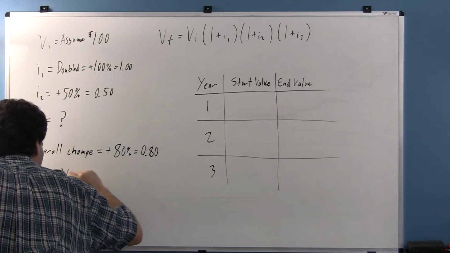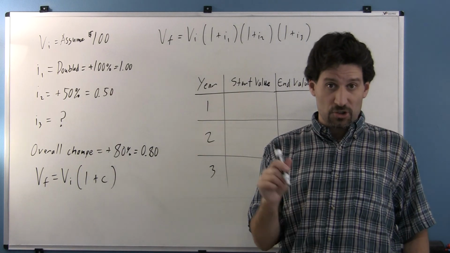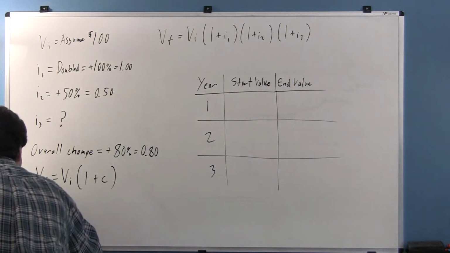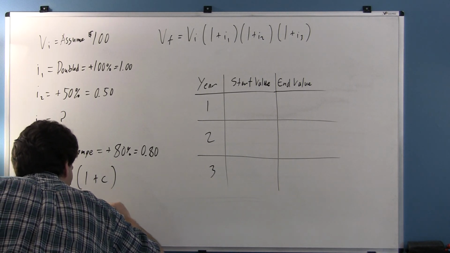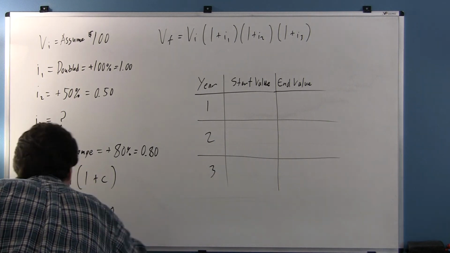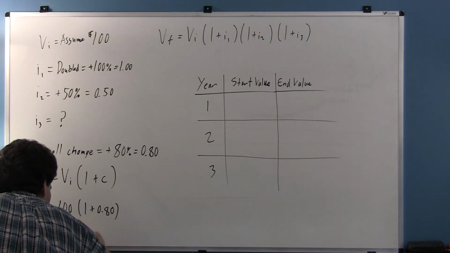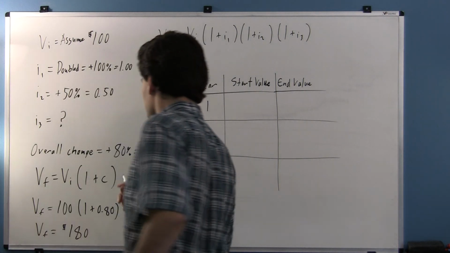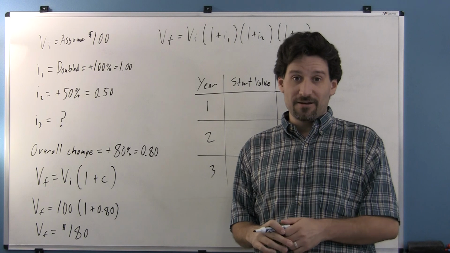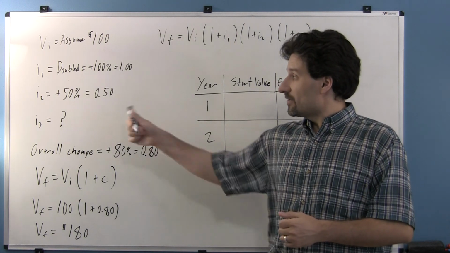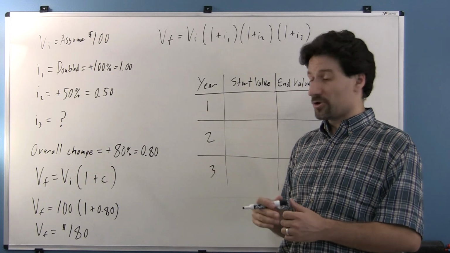VF equals VI times 1 plus C, our good old original percent change equation. When we put the numbers in, VF equals 100 times 1 plus 0.80. So VF is equal to $180. So at the very end, we're up to $180. We now need to just figure out what happened along the way and what happened during year 3.